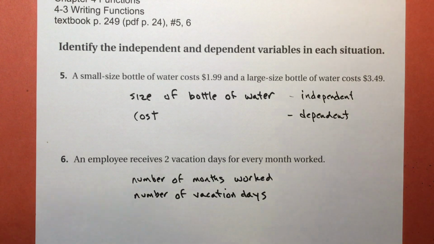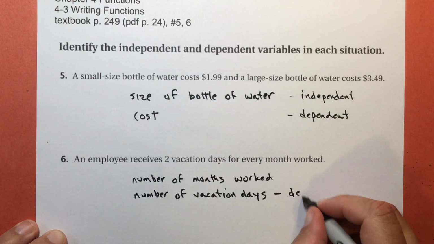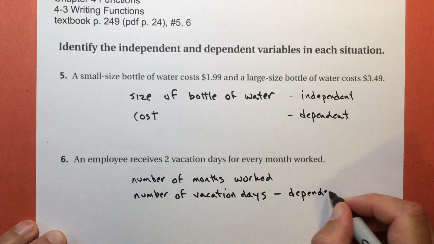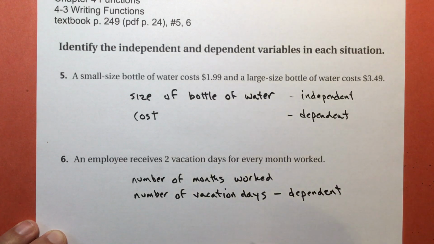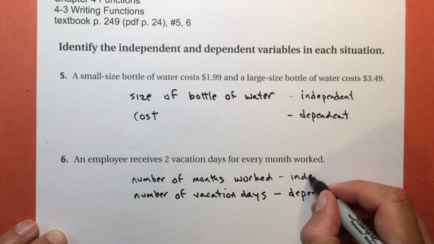So anyway, first you need to know how long the employee has worked. Then you can calculate how many vacation days that employee gets. So the number of vacation days depends on how many months the employee has worked. That makes this the independent variable.